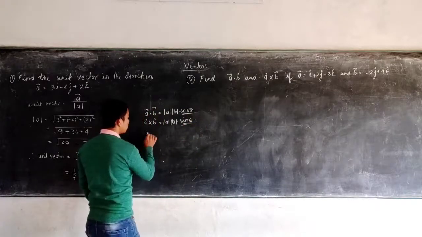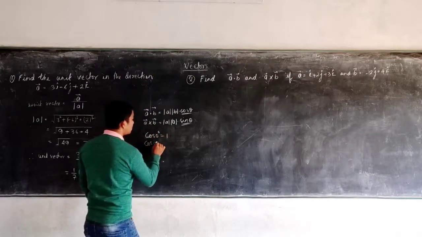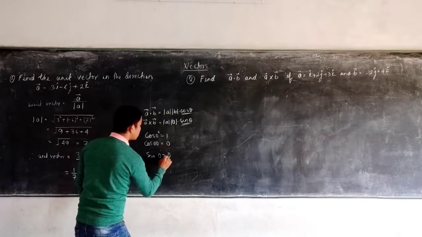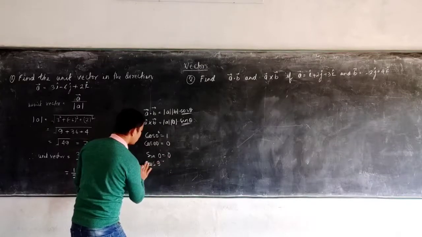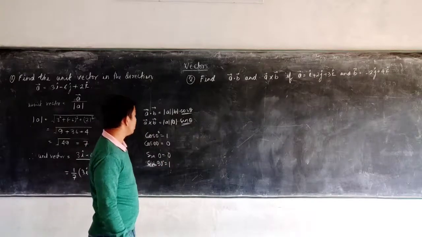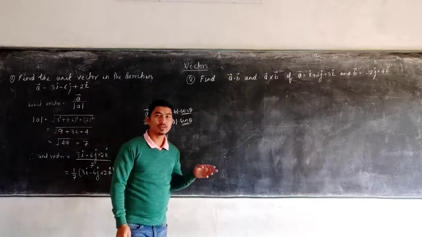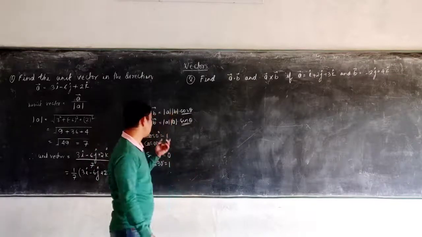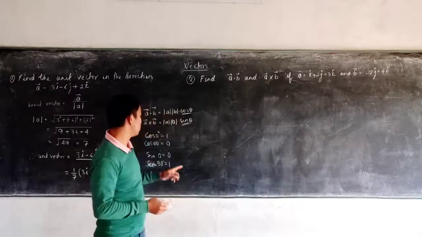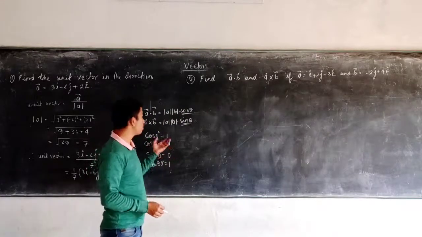So what is the value of cos of 0 degree? Cos of 0 degree is 1 and cos of 90 degree is equal to 0. Similarly, sine of 0 degree is equal to 0 and sine of 90 degree is equal to 1. So if we find the dot product of two vectors which are parallel to one another, that means in the same direction, it gives me 1. And if I multiply any two vectors which are normal to one another, it will give me 0. But in the case of the cross product, it's the reciprocal of the previous.